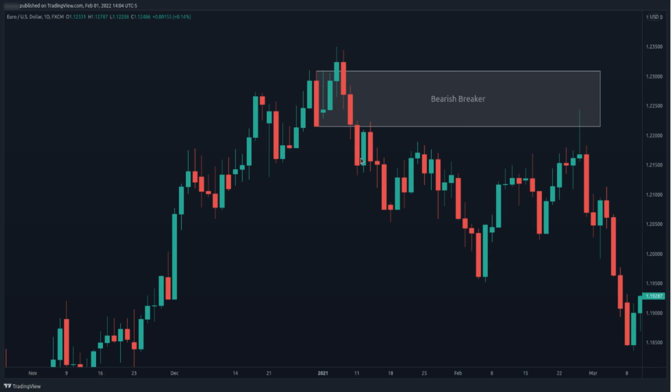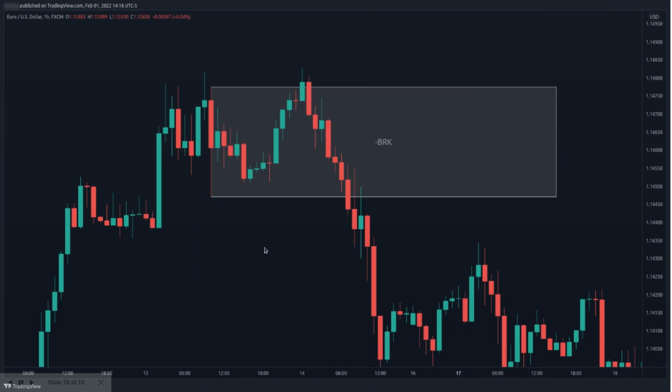So there are other tools that you can look at to get your confluence. In the previous video, I talked about SMT divergence. So you can also use that to validate your breakers. You can use the commitment of traders report. We'll get to those as well. But yeah, this is the bearish breaker.